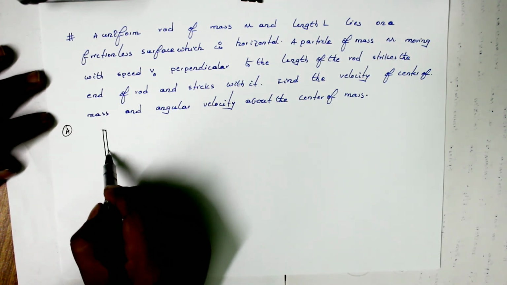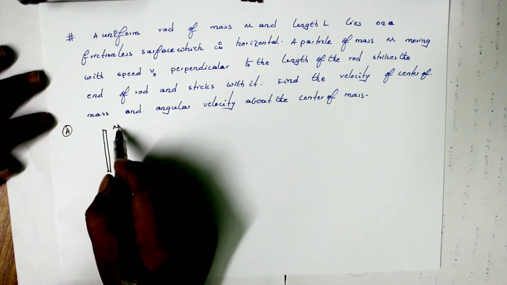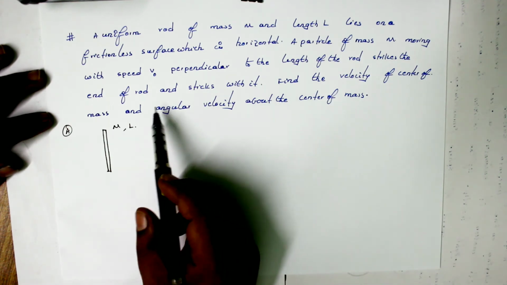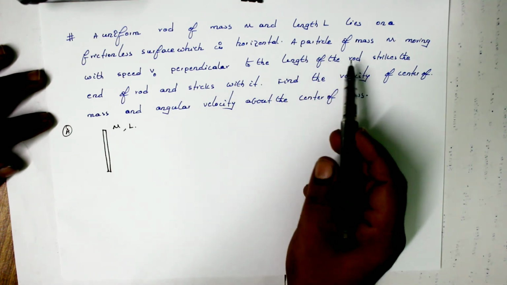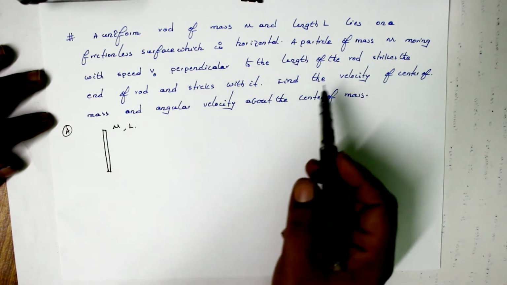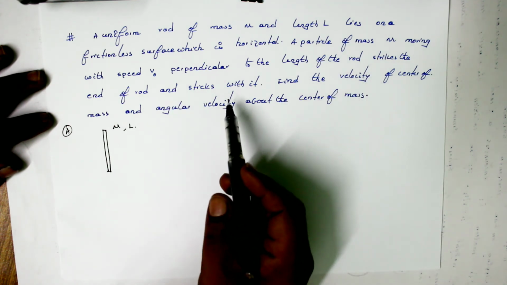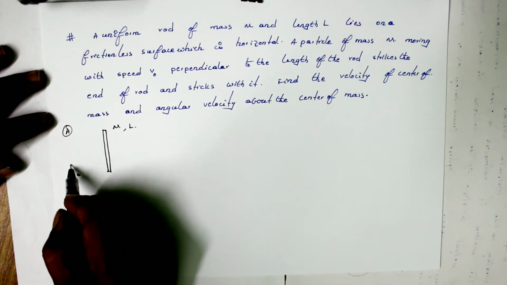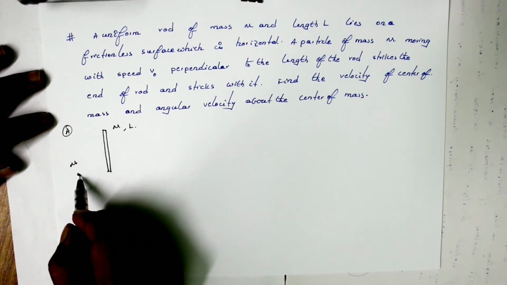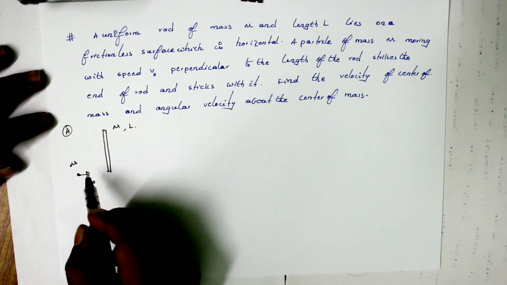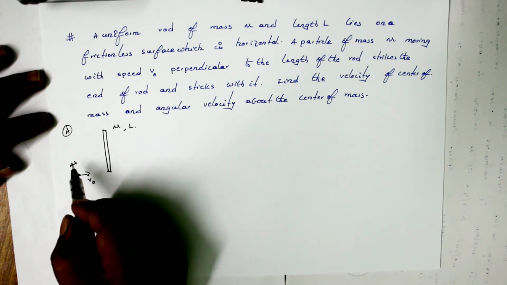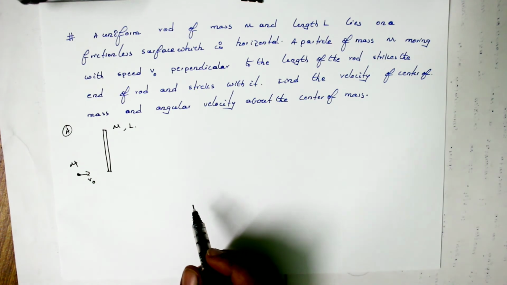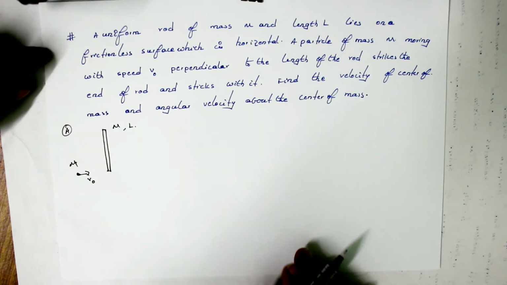This is a rod of mass m and length L. Now this particle, moving perpendicular to the rod, strikes the end of the rod and sticks with it. There is one more particle whose mass is also capital M. It strikes with a velocity of v0, and after striking, it sticks with this rod. Then we are supposed to find the velocity of the center of mass and the angular velocity.